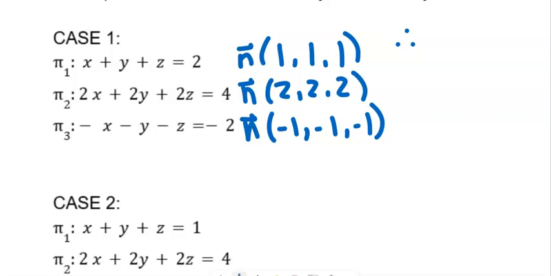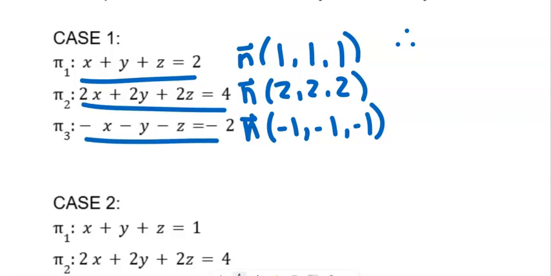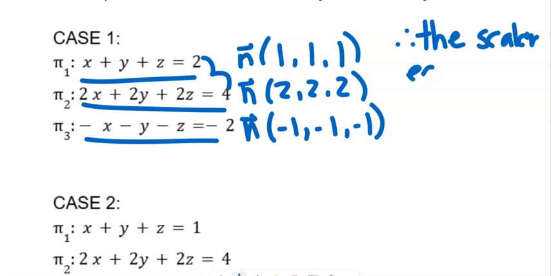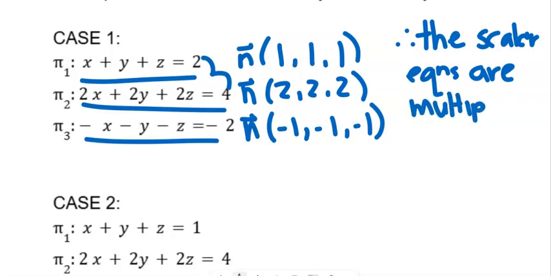So I'm going to take a look at the full scalar equation, and I'm going to see that this second plane, plane 2, is actually twice as big as plane 1, and plane 3 is actually the negative of plane 1. So therefore, the scalar equations are multiples. This means that these are coincident planes. These are just the same planes.